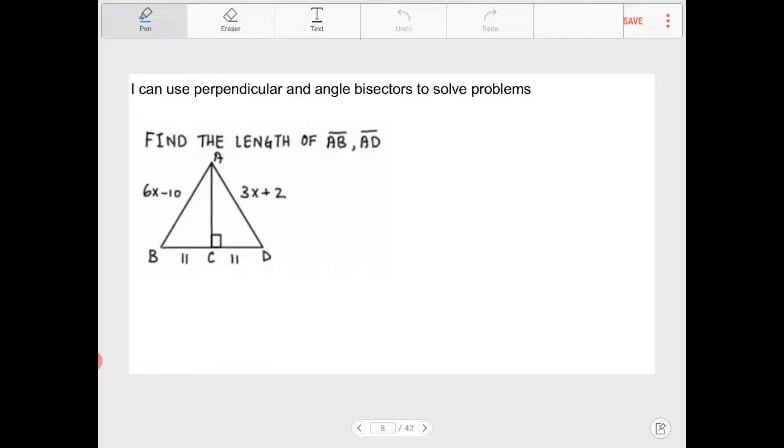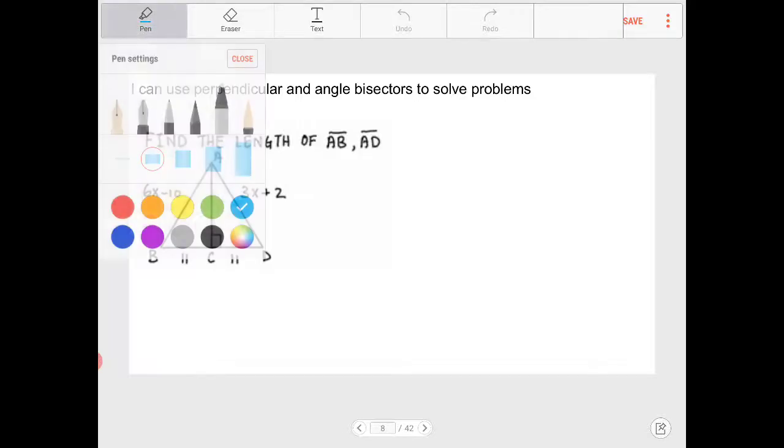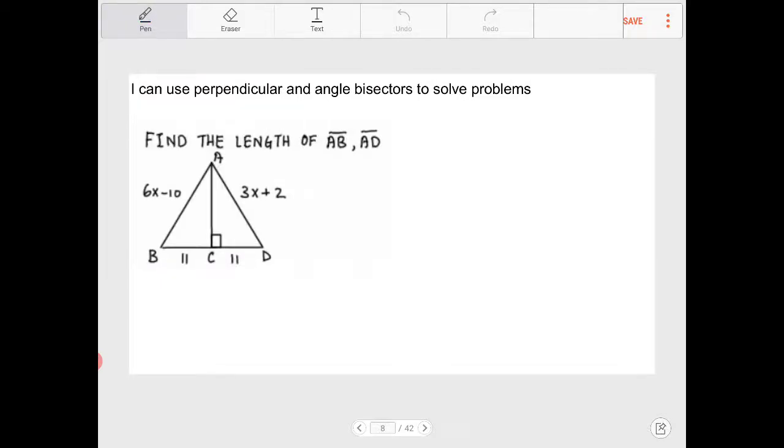So what we want to do is find the length of AB and AD. All right, so now pause the video, see if you can figure out what this is. And when we return, we'll talk about this.